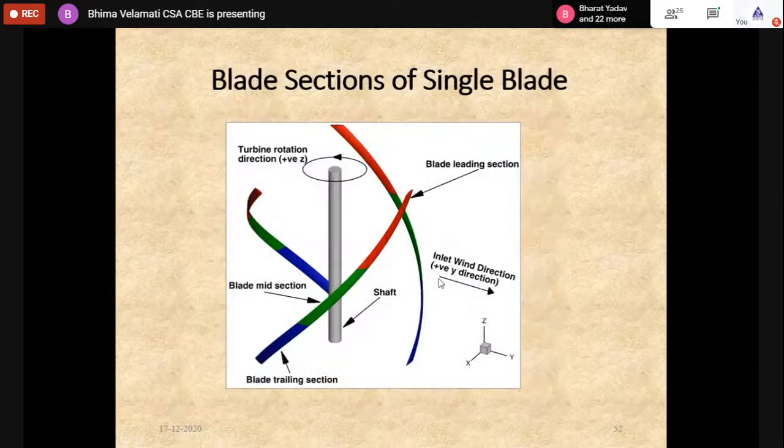You want to go into details in terms of understanding that, because I have a blade which is sweeping in helical shape, I want to see what is happening to individual sections, how they are producing, how they're getting affected because of the wind power extraction. So we divide the blade into 3 sections: the leading edge section, which is denoted as red here, the mid section, which is green, and the trailing section, which is blue. The rotation is in anti-clockwise direction.